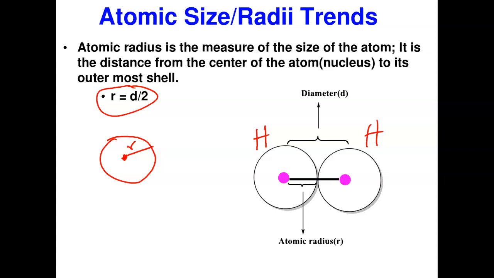It is the distance from the center of the atom, or the nucleus of the atom, to the outermost shell. Of course, it has to be the outermost shell of that atom, because apart from hydrogen and helium, other atoms in the periodic table will have more than one shell. So we should look at this as a mathematical radius. That helps to look at it and understand it that way.